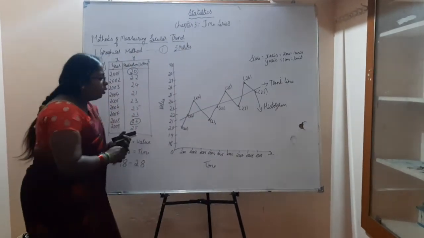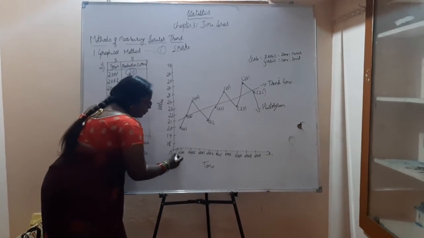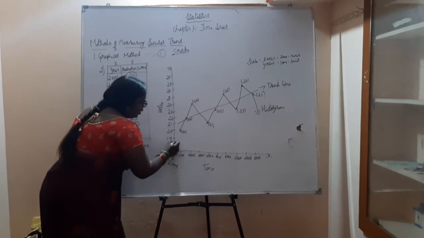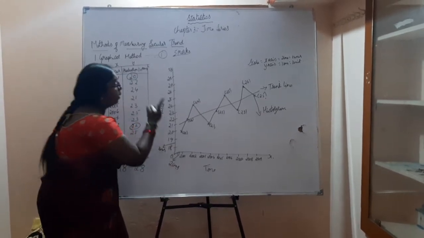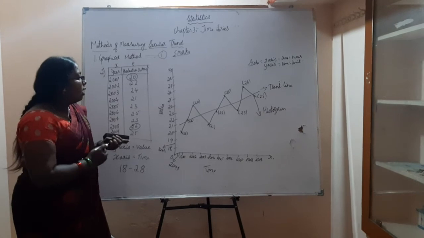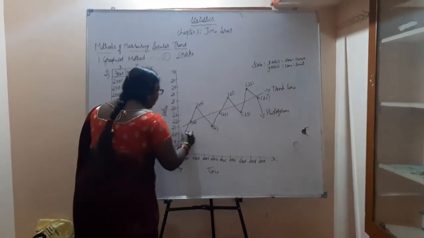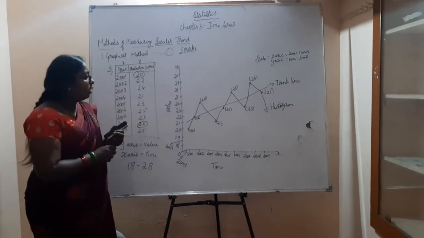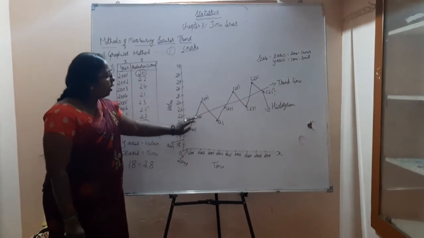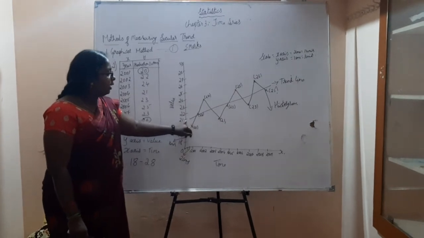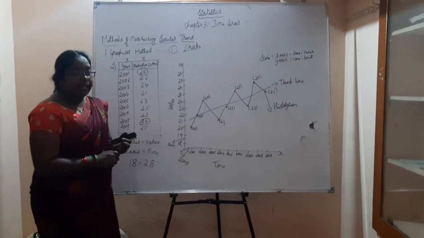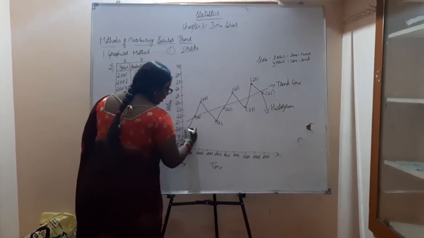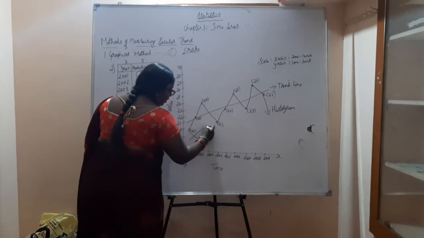Here I am taking 2 columns, because my graph should be neat. So I am taking 2 centimeters here and 1 centimeter here. That is my x and y axis. And the line I plotted is only for upward; for downward, you will start from here.